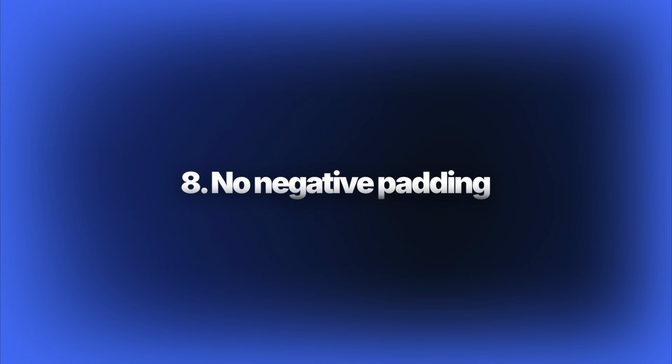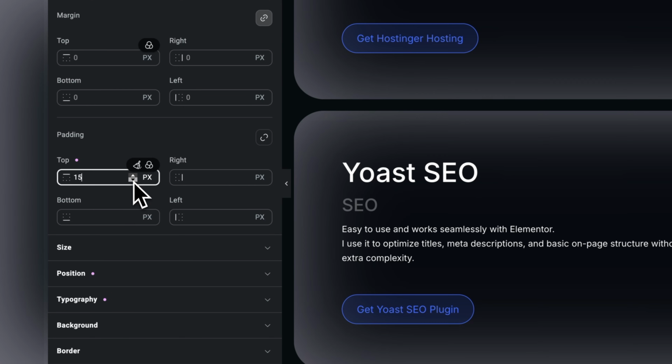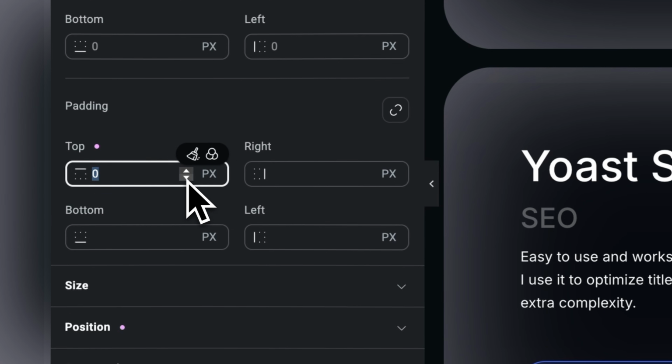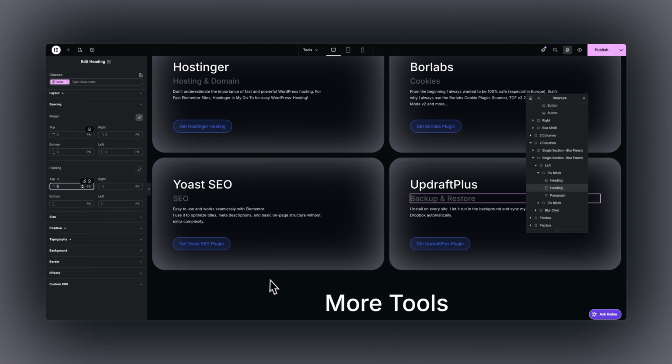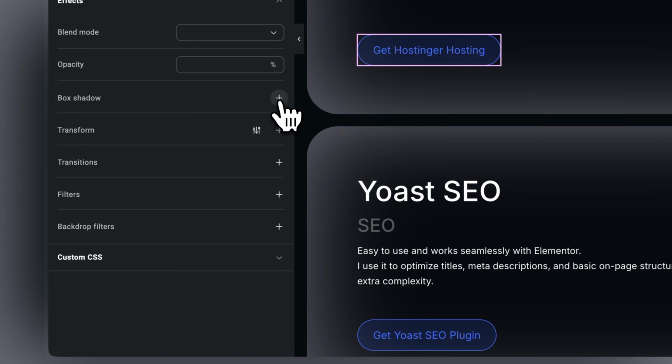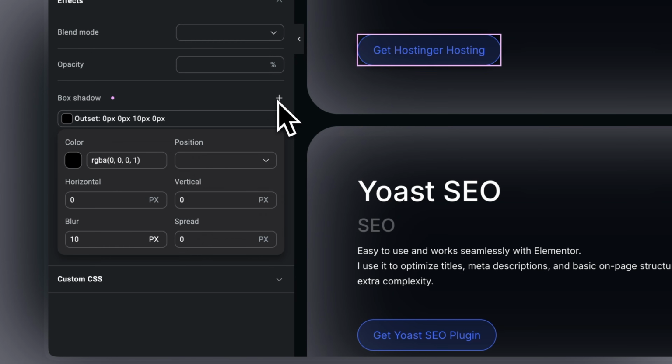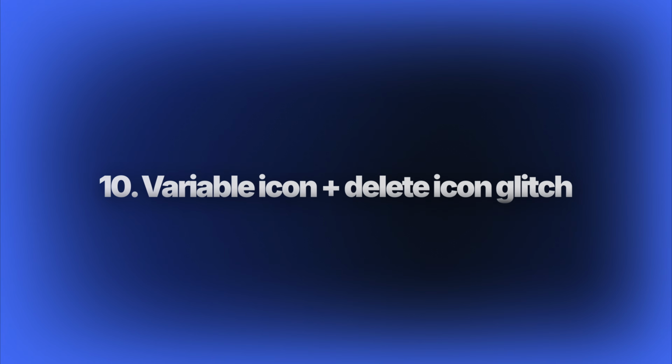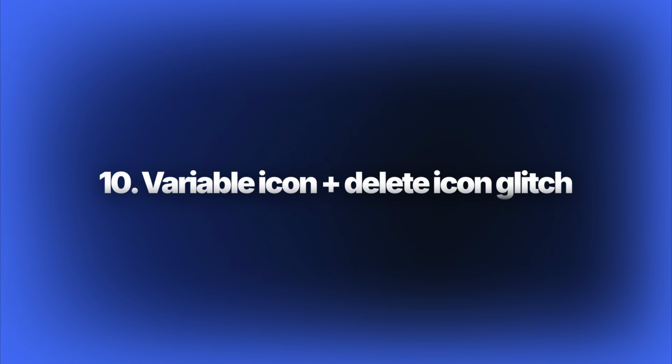8. No negative padding. You can't add negative padding. That's a huge no-go. Something that makes the new Atomic elements unusable in a real-life project. 9. No negative shadows. Same issue. You can't apply negative shadows, which limits design flexibility. I wanted to build glass effect without custom CSS. Not possible.